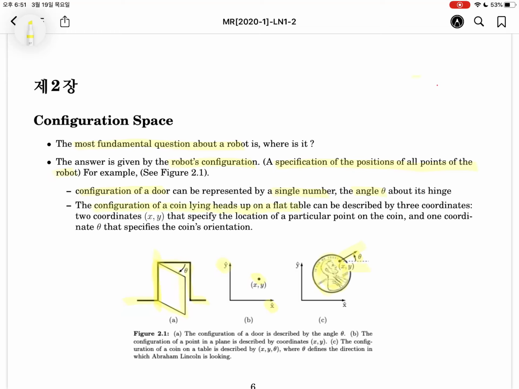Okay, the configuration of a coin lying head up on a flat table can be described by three coordinates: two coordinates for the location of a particular point of the coin, and one coordinate theta for the coin's orientation.